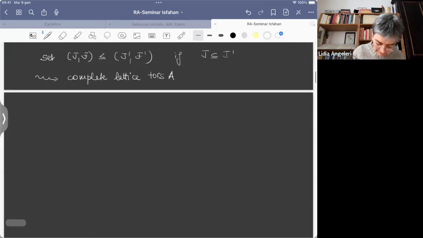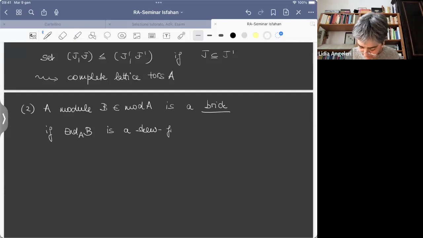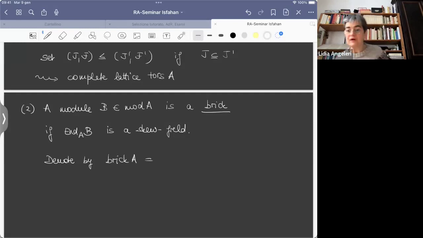The second thing are the bricks. So again, I recall a notion: a module B in small mod A is called a brick, or sometimes a Schur representation, if its endomorphism ring is a skew field. So in particular, it is indecomposable, but it's a special class of indecomposable modules. And we denote by brick A the collection of isoclasses of bricks, so these are the bricks in mod A up to isomorphism.